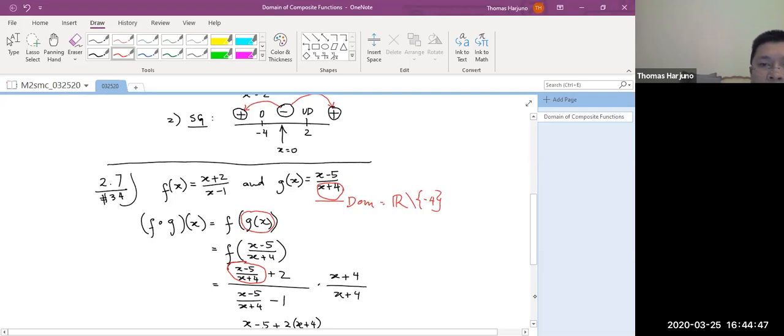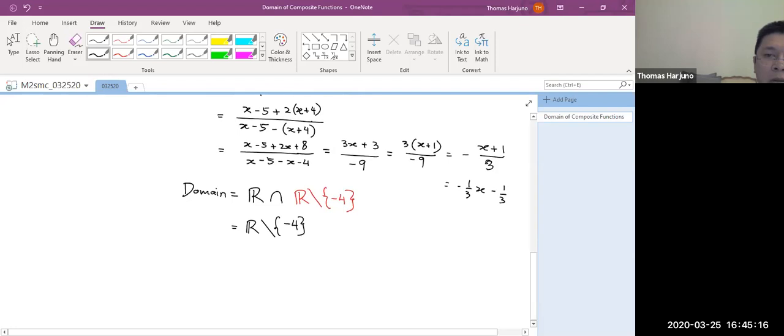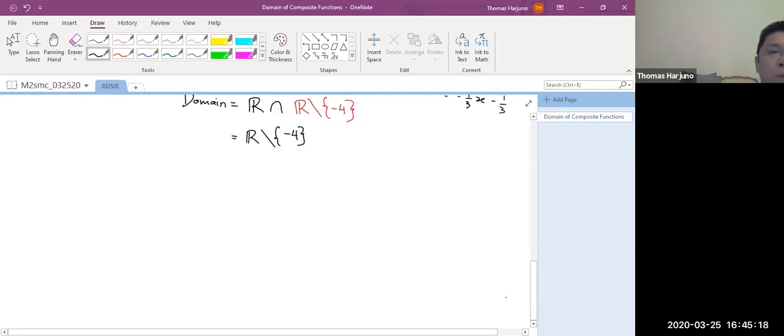So I come down here, I will have all real numbers and intersect the domain of the incoming function. Then it will put us to all real numbers except -4. Okay, now the key is we need to take a look at the incoming function also. Now let's see.